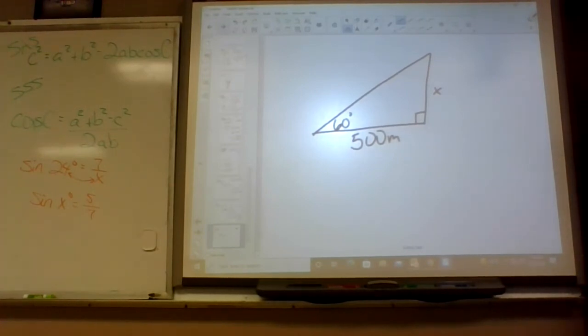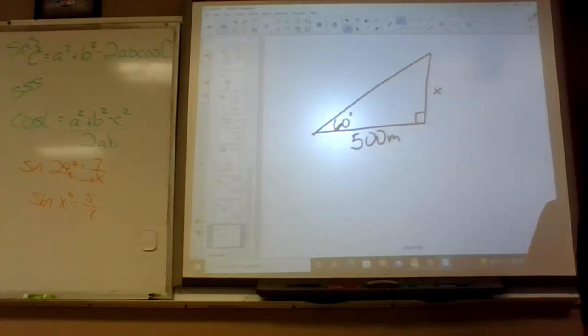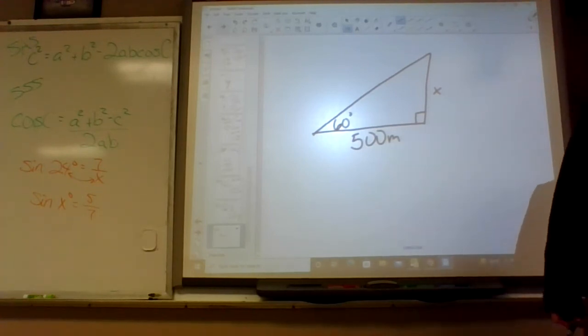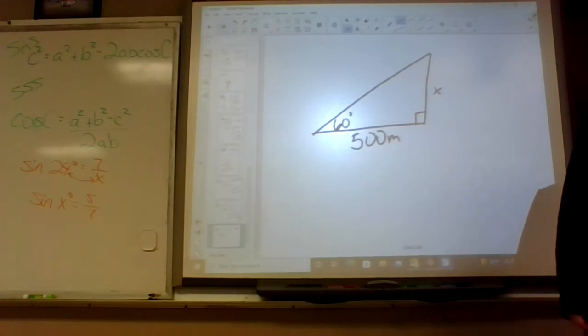Well, it could be like the Leaning Tower of Pizza. And you have to find how tall the building is. Is it actually made out of pizza? Pisa. It's Pisa, not pizza. Hey Josh, where is the Leaning Tower of Pisa? Somewhere in Italy.